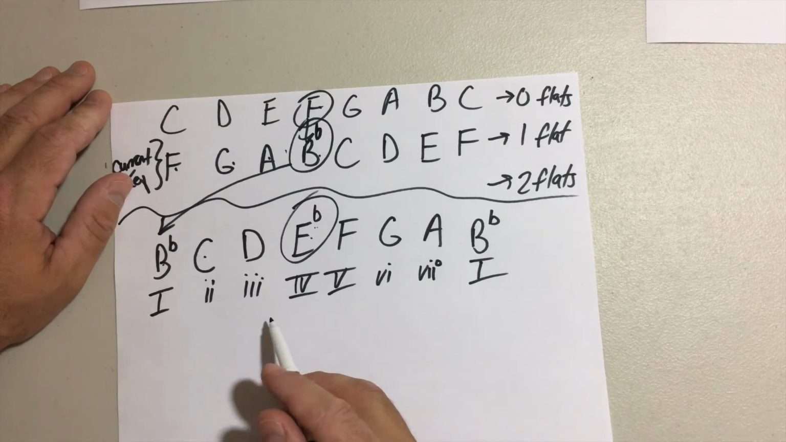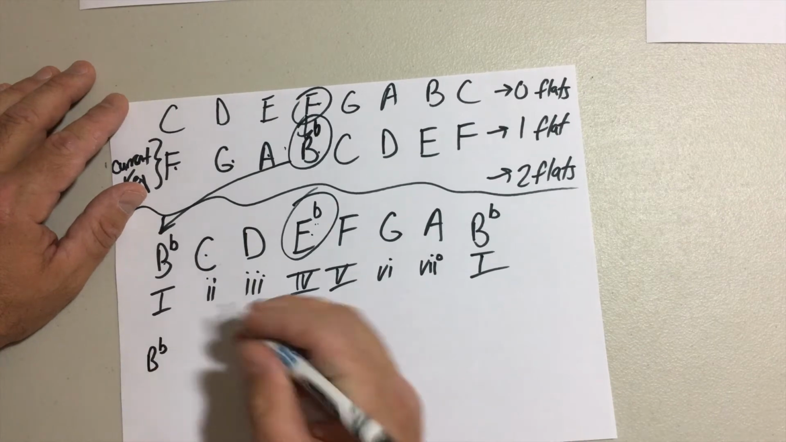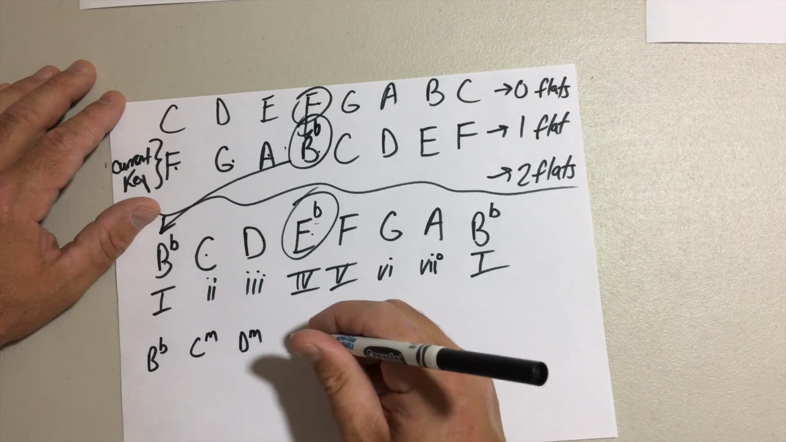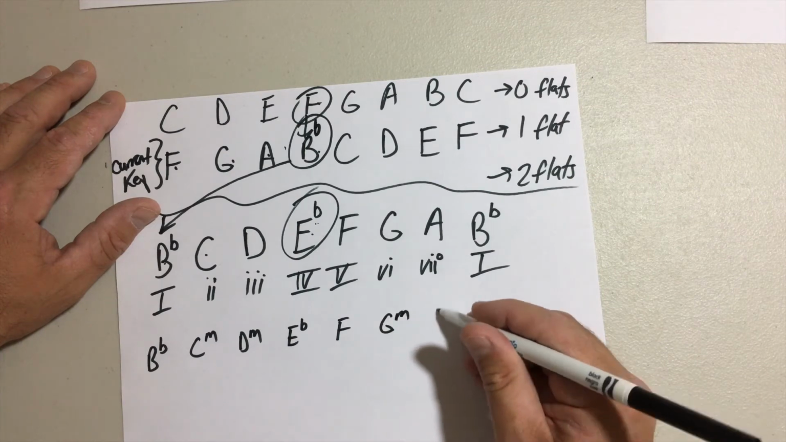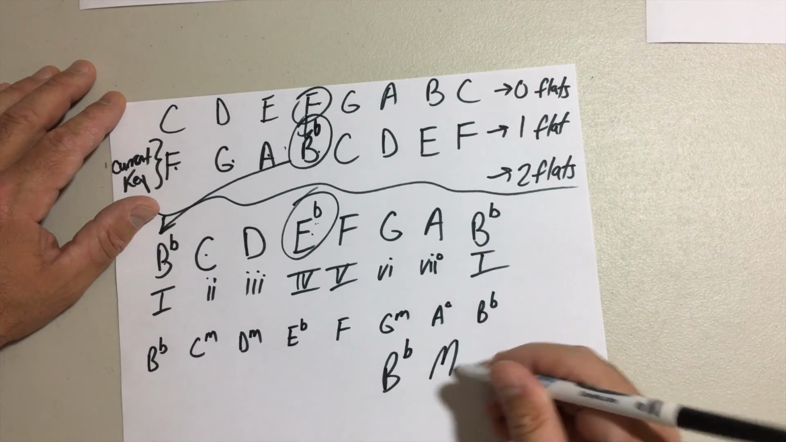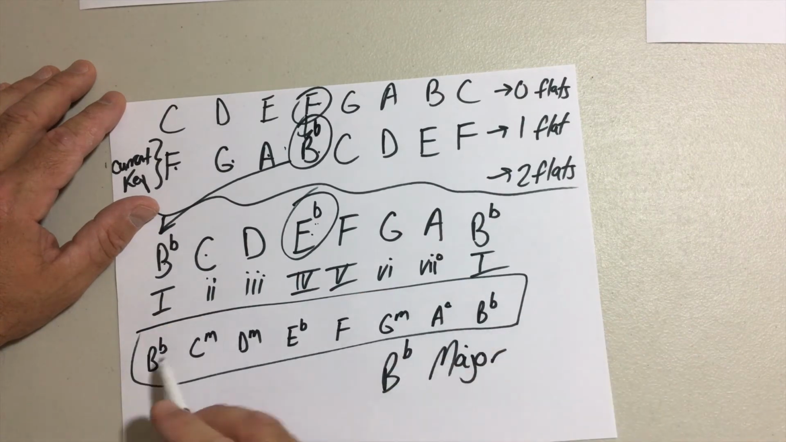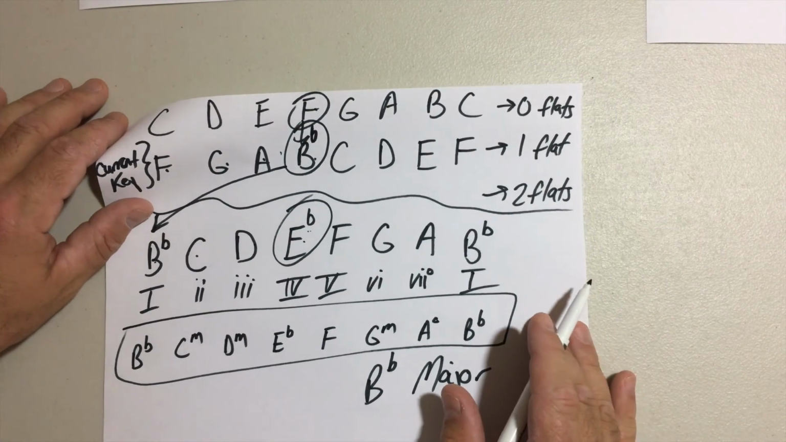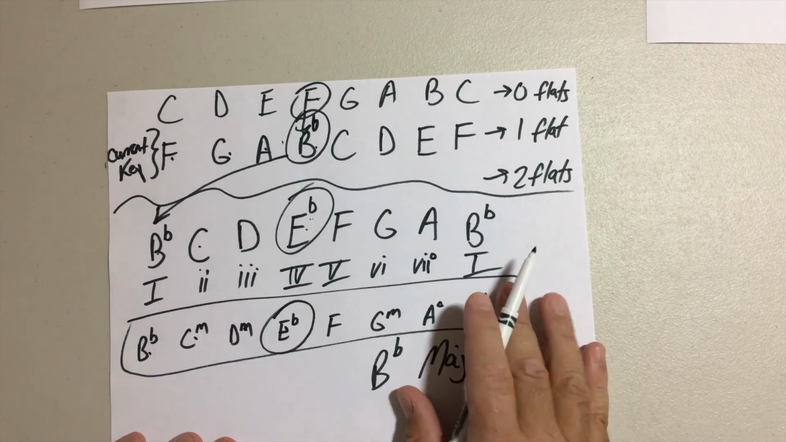Then here, by stacking thirds, we can get the notes in these chords, and basically in the key of B flat major, we have a B flat, we have a C minor, we have a D minor, we have an E flat major, an F major, a G minor, an A diminished, and a B flat. This is the key of B flat major. And these are the chords. If you play in these chords, you will stay in key when you're in the key of B flat major. All right, cool. Next key is going to be 1, 2, 3, 4. That's going to be our next key, E flat major.